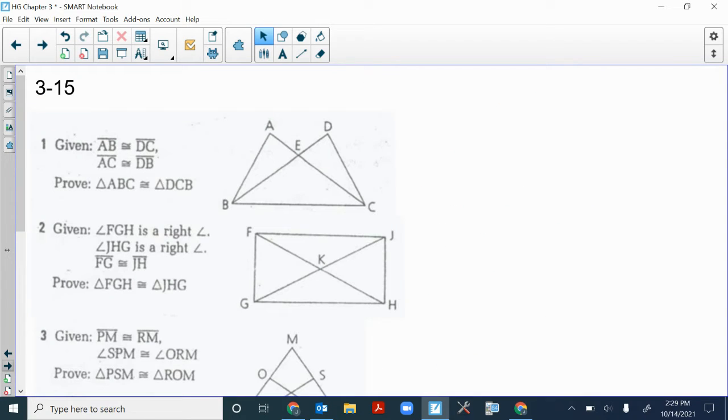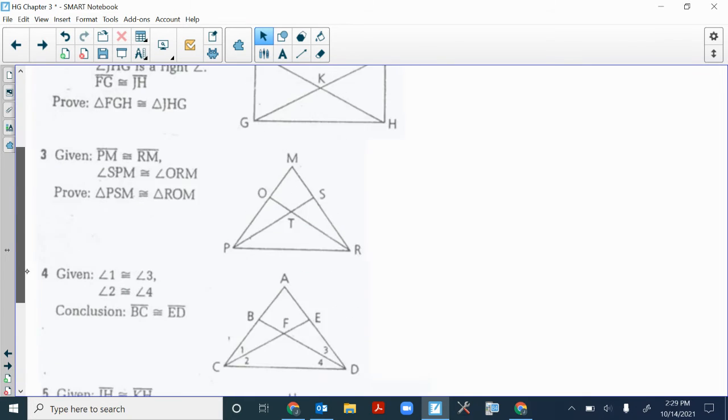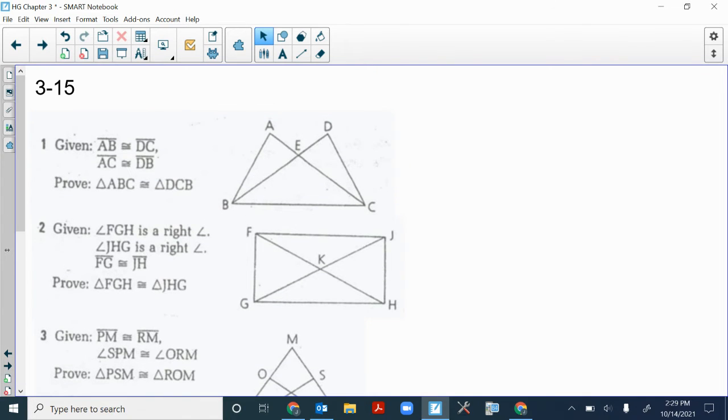Now, I want you to try 15 on your own and check the key with it. You are just stating side, side, angle, side, based on the given information. And again, there are just these quick 5, and you shouldn't have too much of an issue. Use the given information, but also use the diagram along with it.